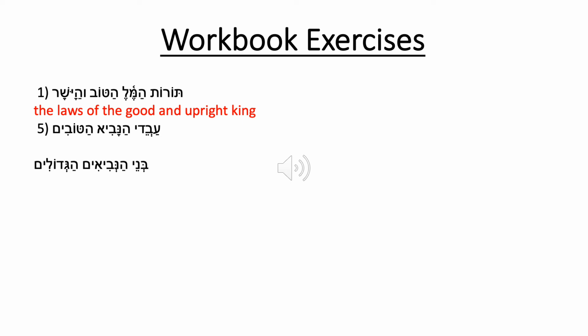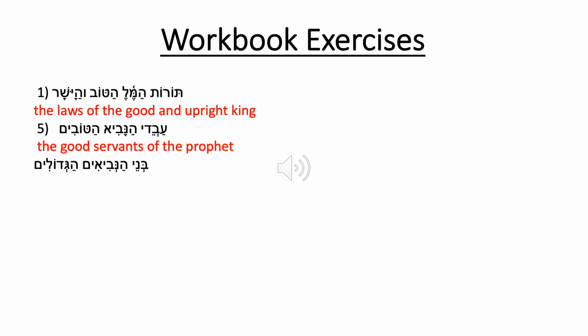Next, let's look at number 5. I could not get the numbers to print, so the number is missing, but this is number 5 here in exercise 3. How would we translate this particular construct chain? The answer to number 5 is the good servants of the prophet, Avdei Hanavi. We know that Avdei is servants in a masculine plural construct relationship with Hanavi, masculine singular. Hanavi has the definite article, therefore Avdei must also be definite. The servants of the prophet.